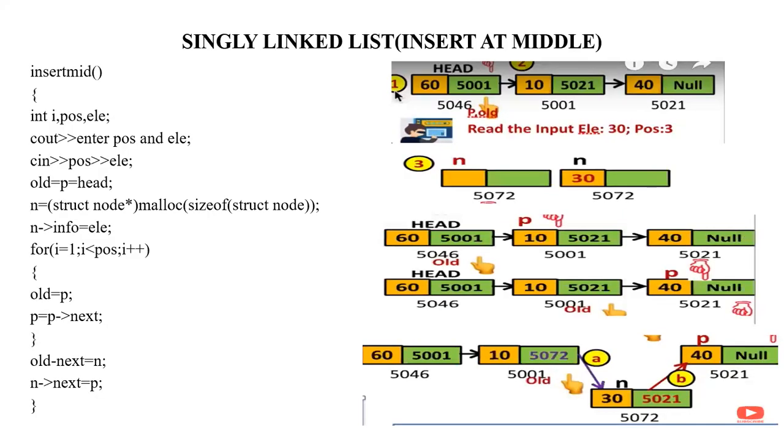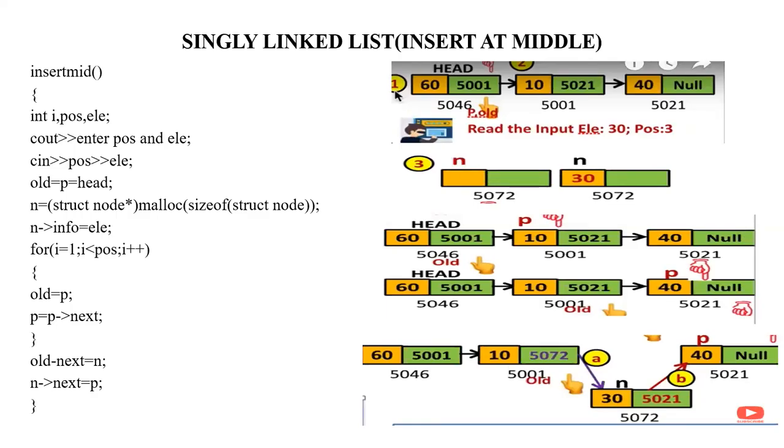Now let us see how to insert data in the middle position. In the middle position, first you have to create a node, which is going to be n. And in this node, we are going to insert the data, and you are going to assign an address also.